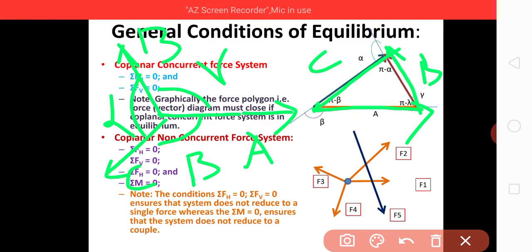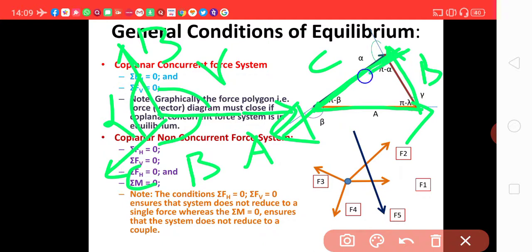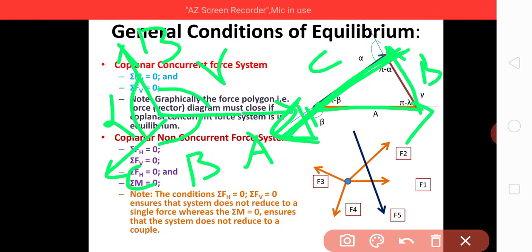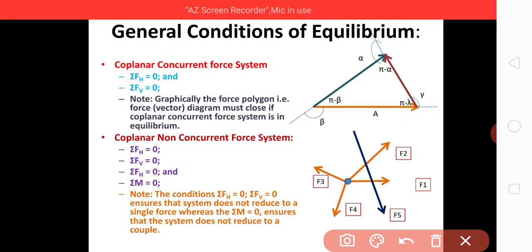So its direction will not be as shown in this figure, but it will be like this. Mistakenly I have shown it this way, but the direction will be this way. So this force C is the equilibriant of force B and force A. That's why this system is in static equilibrium. Again, I wrongly made the diagram.